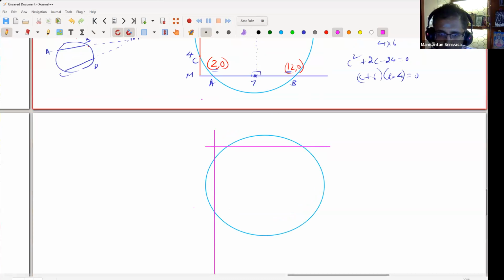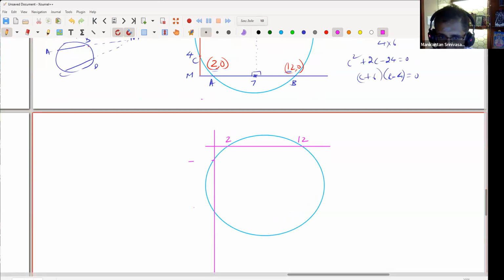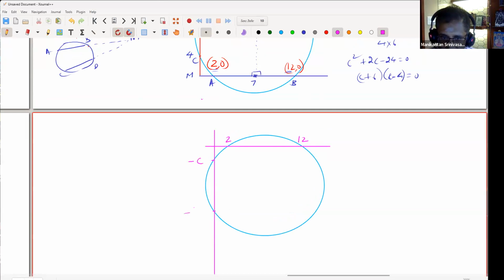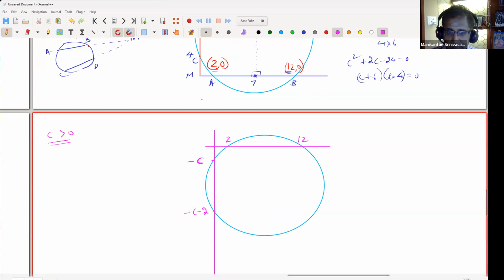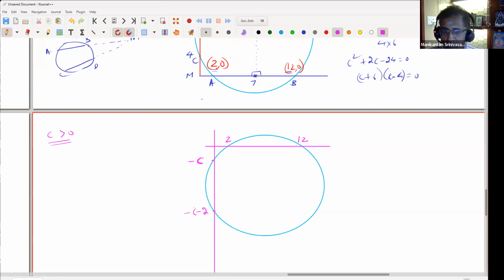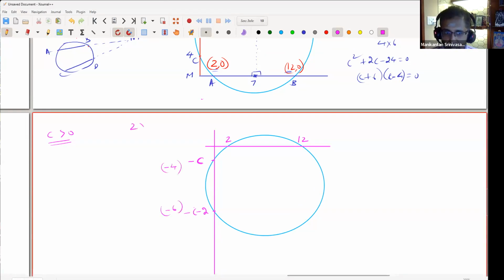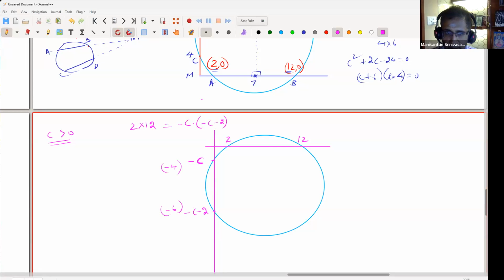Okay, so this is my (2, 0). This is my (12, 0). And let's say this is my negative coordinate. Let's say this is negative c, and this is a further negative, minus c minus 2, right? Assuming c is a positive number, which is why I've called it negative c. So c itself is a positive number. So negative c is a negative number, negative c and negative c minus 2. If you do that, then we'll get the same results. This will become -4 and this will become -6, because the same thing, 2 times 12 has to match minus c times minus c minus 2. So the minus and minus can go away. So this is c times c plus 2.